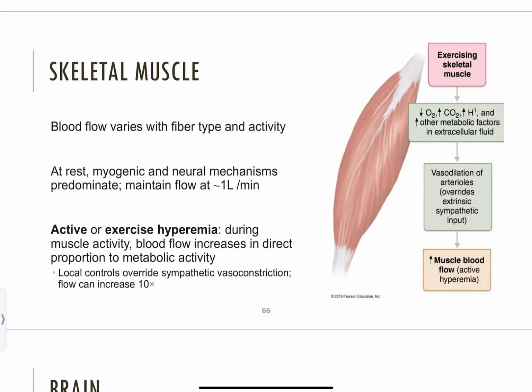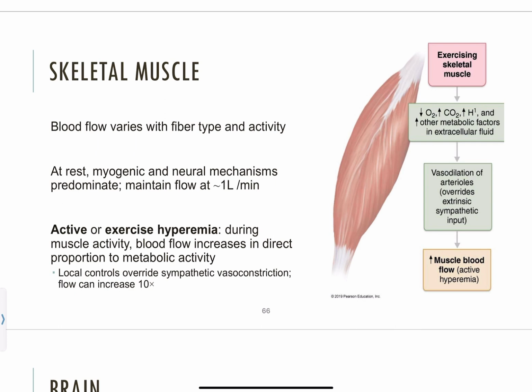We're continuing on with section 9, but we're going to talk about tissue perfusion to specific tissues or organs. So we've talked about skeletal muscle. It's really dynamic when it comes to blood flow. So at rest, blood flow is pretty steady at about 1 liter per minute, and it's going to be controlled mostly by myogenic and neural inputs.